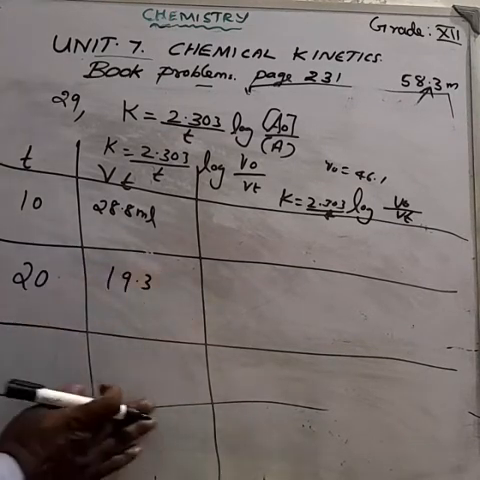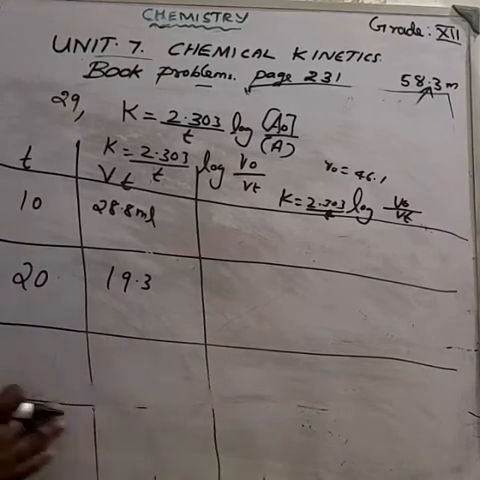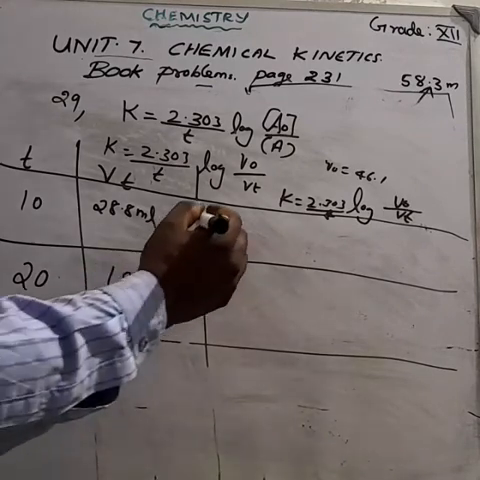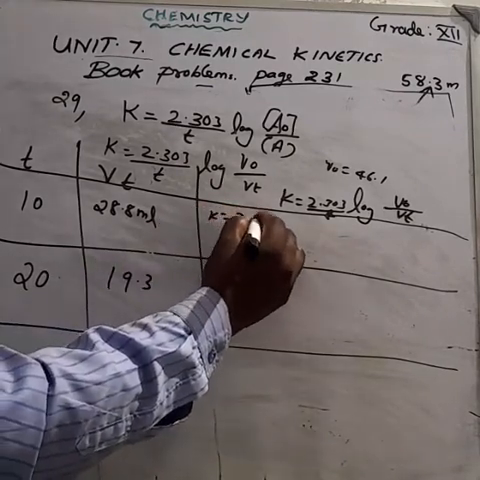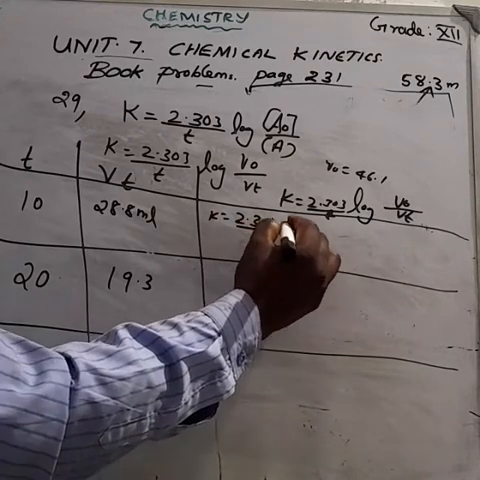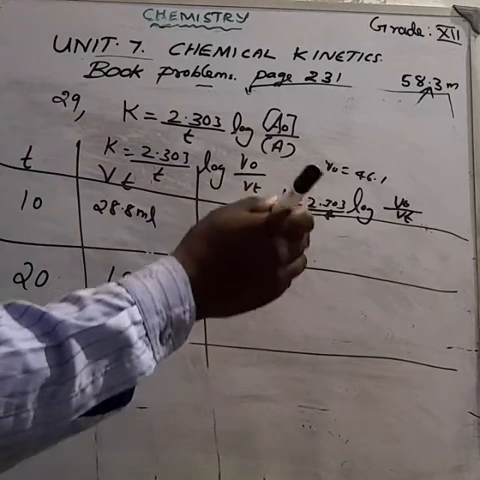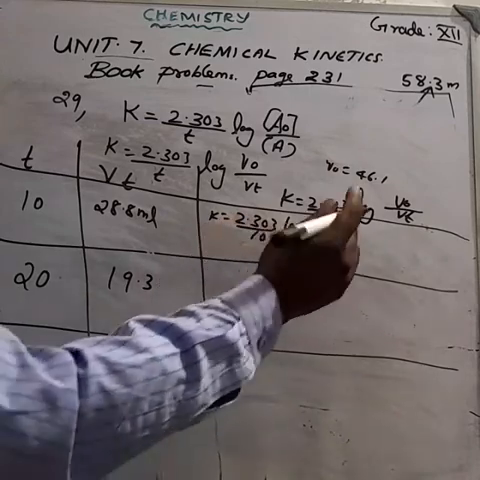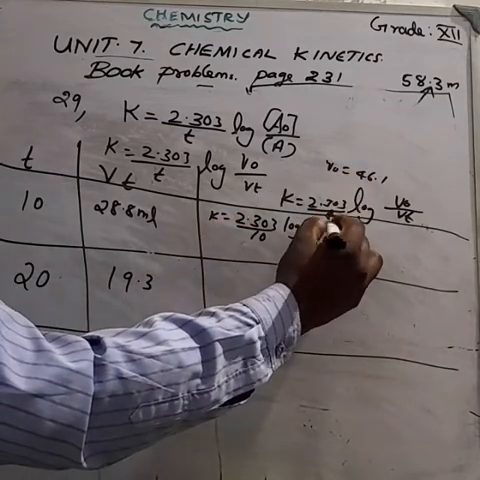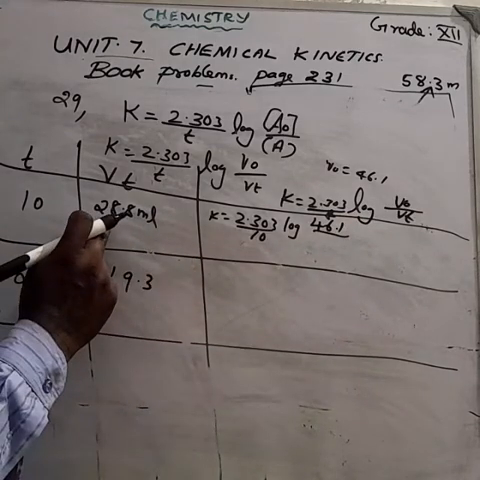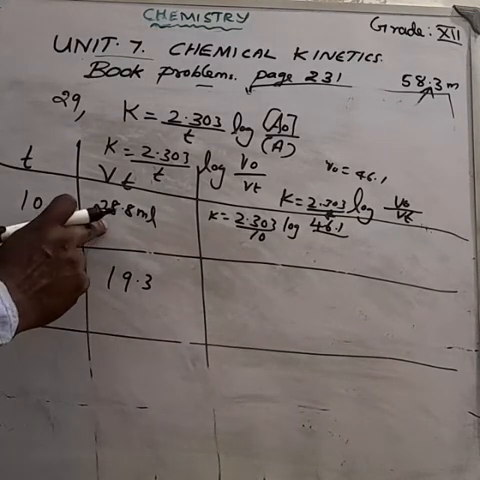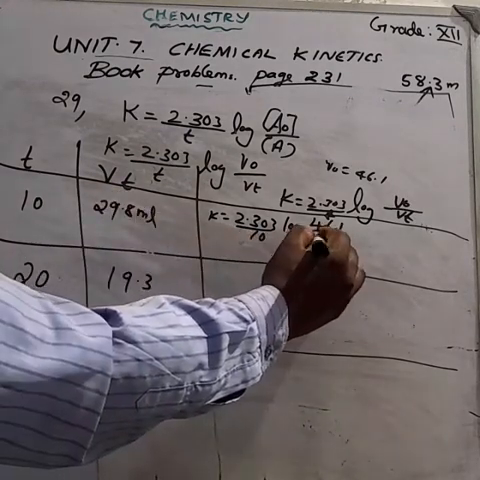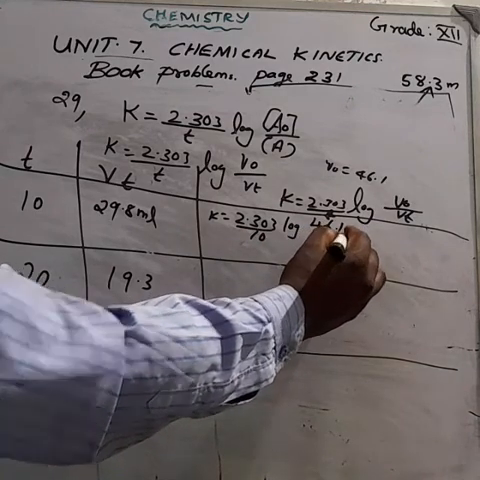So the formula is given, you have to substitute the values here. For the 10 minutes, K is equal to 2.303 divided by 10 log V naught divided by Vt. What is the V naught value? The V naught value is the value at 0 minutes, 46.1, divided by the value at 10 minutes, 29.8. So K is equal to 2.303 divided by 10 log 46.1 divided by 29.8.